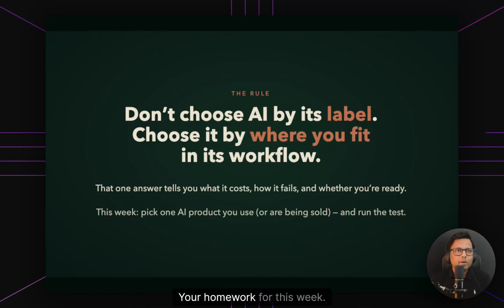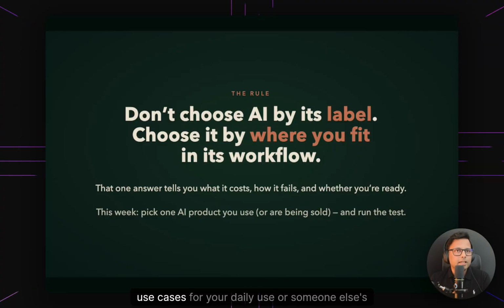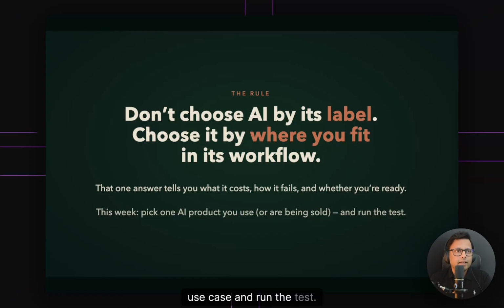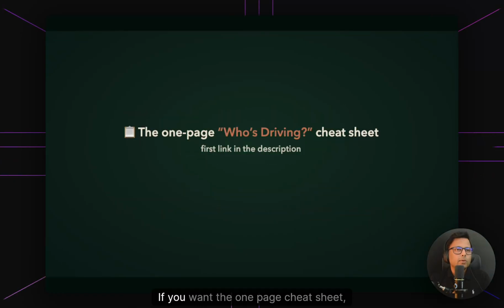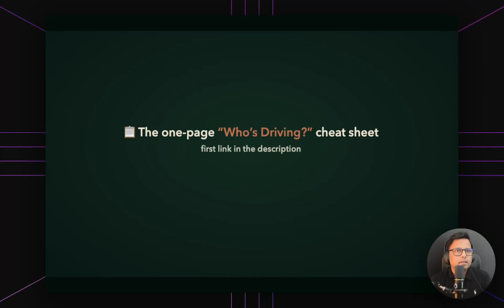Your homework for this week: pick any one AI product in your use cases for your daily use or someone else's use case and run the test. Just 10 seconds. If you want the one-page cheat sheet, the 3 tiers and the test, it's the first link in the description.